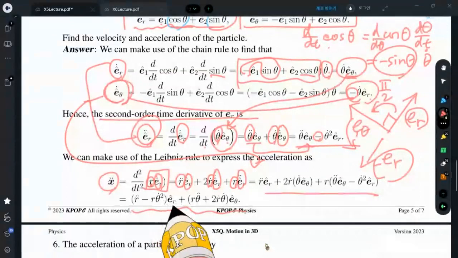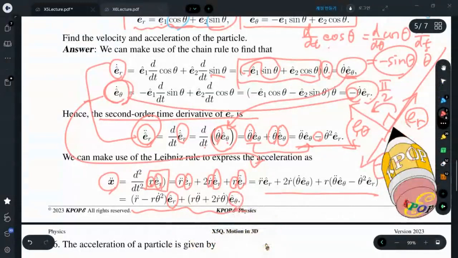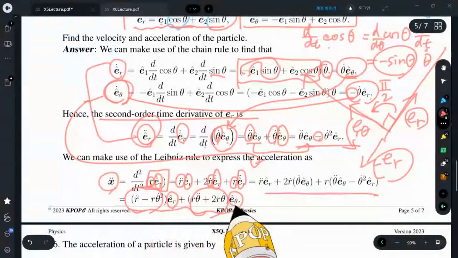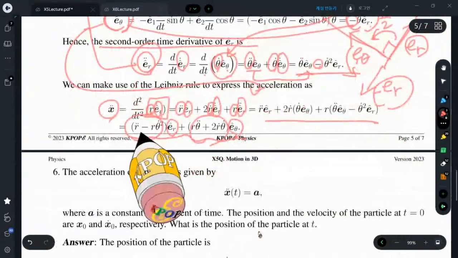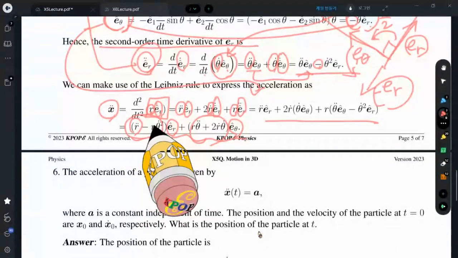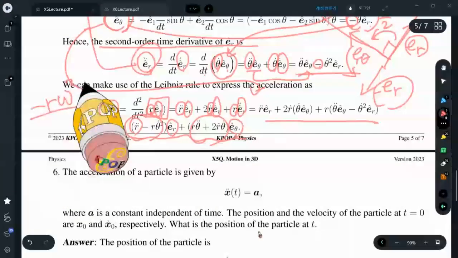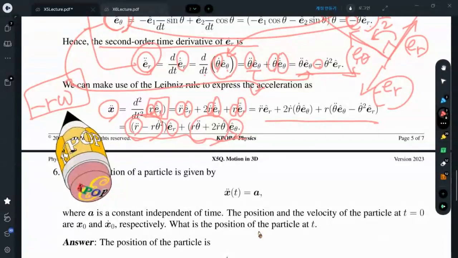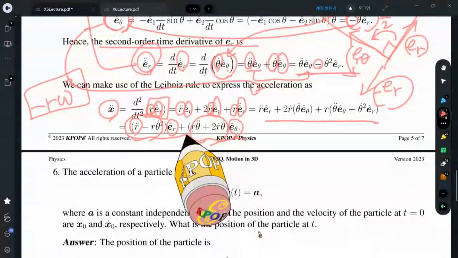In that case, we obtain a radial part and a tangential part. They consist of two terms, radial and tangential. Here, this is the radial acceleration. We have negative r theta dot squared, which you must be familiar with as r omega squared. Minus r omega squared is the centripetal acceleration. And we have r theta double dot, which is the tangential acceleration.